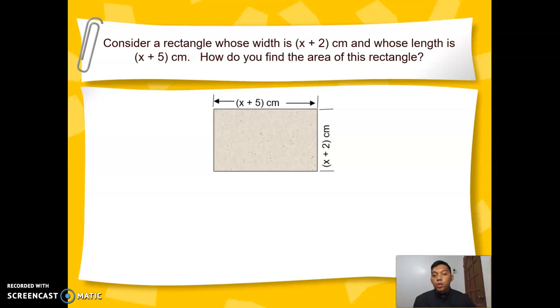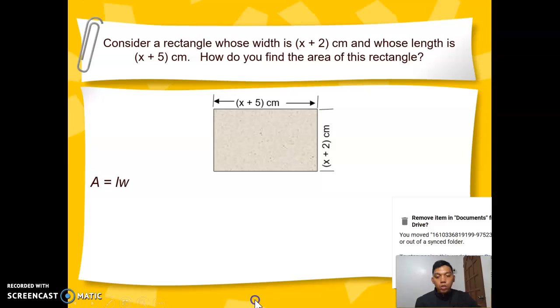So proceed. Given the problem as illustrated below, see there, the length is x plus 5 and the width is x plus 2, alright? So recall the formula for the area of a rectangle. If you still remember, the area of a rectangle is length times width, right? So we now replace these values with the value of the length and the width. So x plus 5 and x plus 2, right?